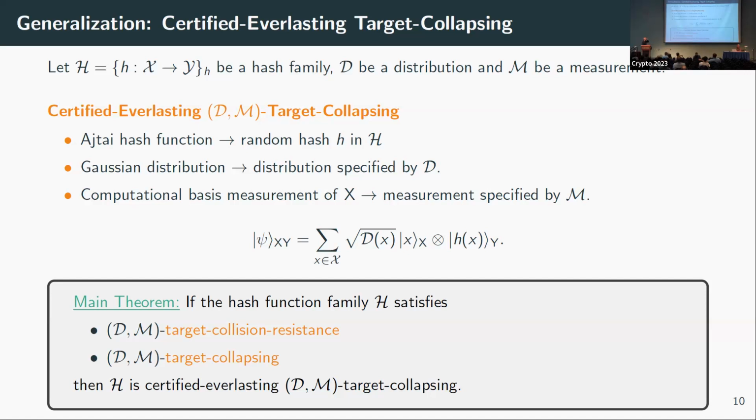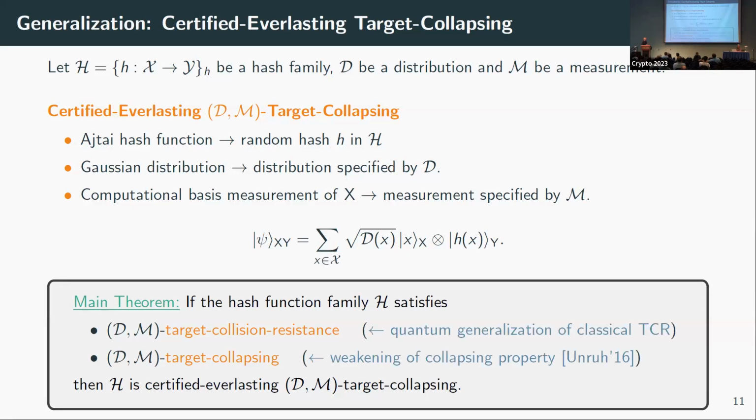If you have a hash function family that satisfies two properties, target collision resistance, which depends on D and M, and target collapsing, which also depends on D and M, then it automatically satisfies this really strong property of certified everlasting target collapsing. Okay, so what are these two new properties? The first one is kind of a quantum generalization of the classical notion of target collision resistance. And the second one is basically this weakening of Unruh's collapsing property where the challenger creates the target during the experiment, not the adversary. Okay, and if you have these two properties, then you have this really strong notion that allows you to get PVD among other things, okay?